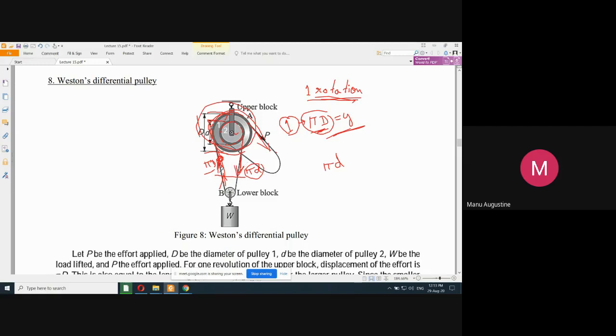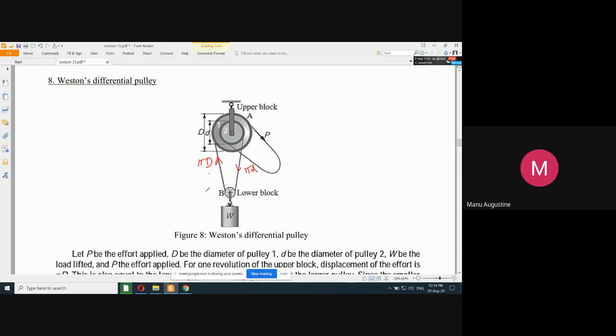Okay, so with this situation, I can conclude logically. I will take away all the construction from here so that we can start fresh. Now we have this situation. Pi into capital D amount of rope is going upwards per rotation. Pi into small d amount of rope is coming down per rotation.